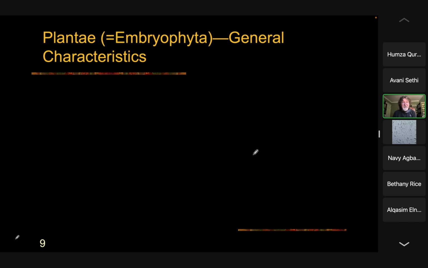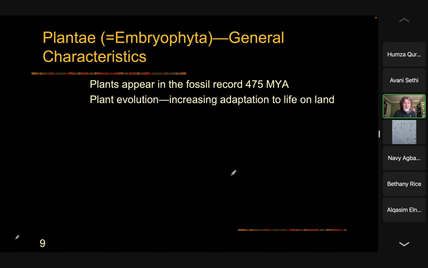The land plants. Okay, land plants are where we're going to spend most of our time in this particular lecture. They appear in the fossil record about 475 million years ago. The first plants were very, very small, and didn't have a whole lot of leaves or anything. The whole evolution of plants all through the Paleozoic and into the Mesozoic and into the Cenozoic has been increasing adaptation to life on land, to be able to survive on land.